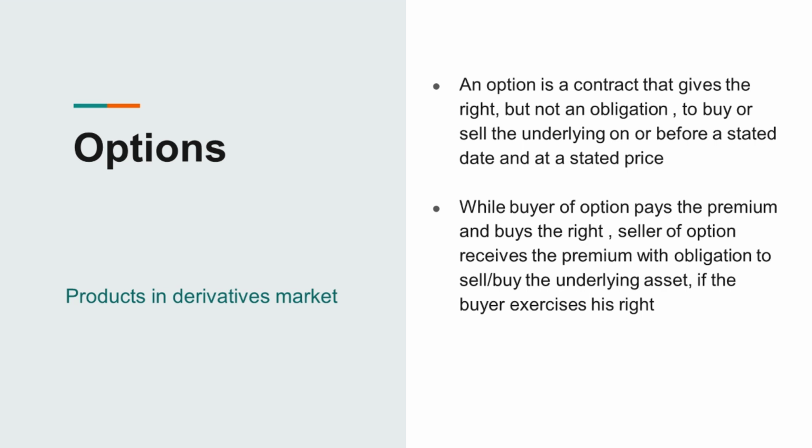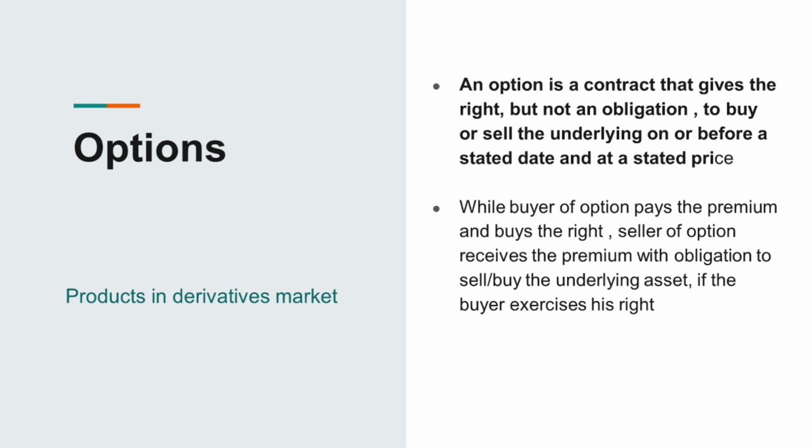Let's have a look at options. An option is a contract that gives the right but not an obligation to buy or sell the underlying on or before a stated date at a stated price.